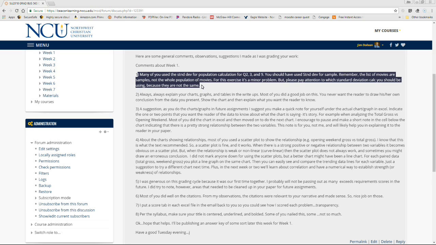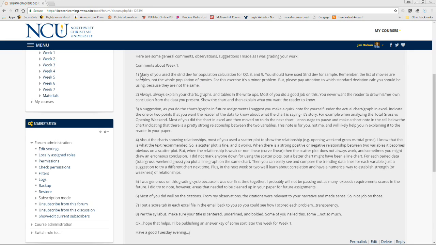The standard deviation of the population for questions 2, 3, and 9 versus the standard deviation of the sample. Before I go any further, I talked with Dr. Veach, and we both agreed that we weren't going to die on this mountain. So if you got points taken away for using the sample versus the population, I'm going to give them back to you. I'm going to add them back into the overall score for this grade.